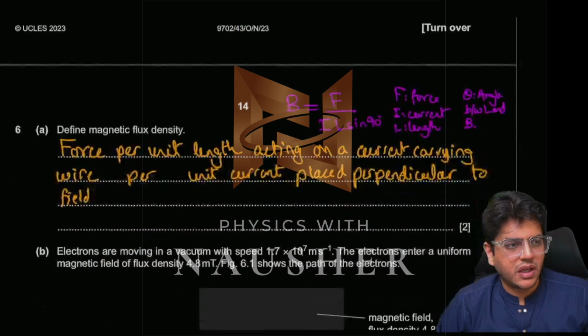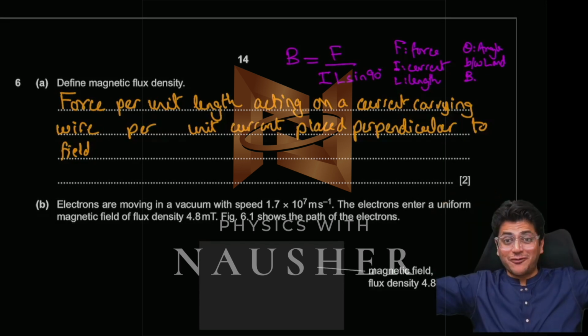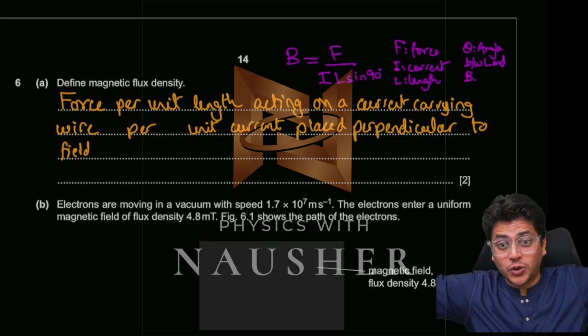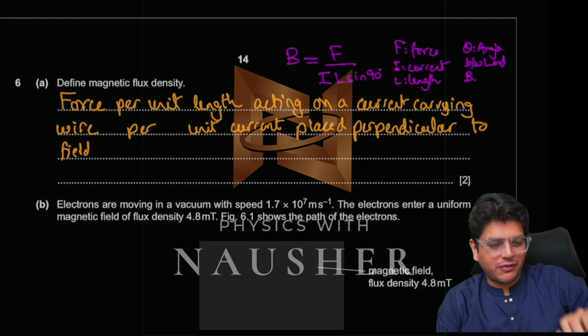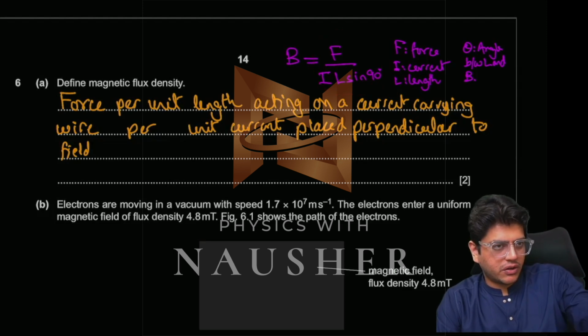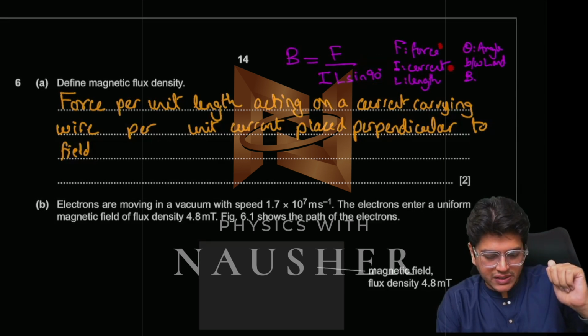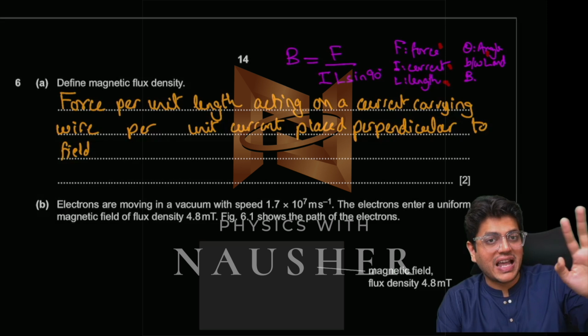Brilliant. Question number 6. Define magnetic flux density. Definition. Rote learn. For magnetic flux density, remember the formula is F over IL, and when you're defining, you write sine 90. So F is force, I is current, L is length, theta is the angle between.